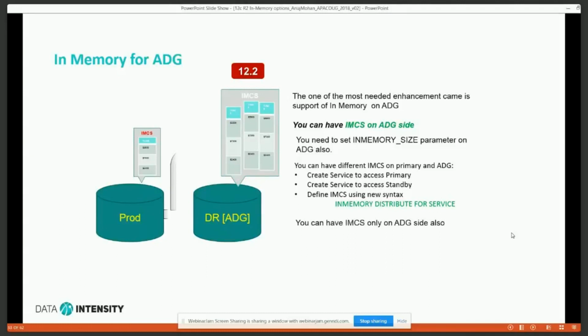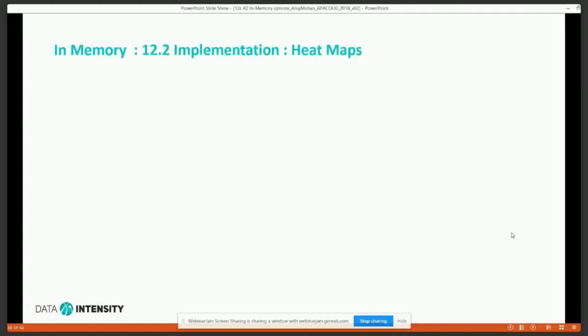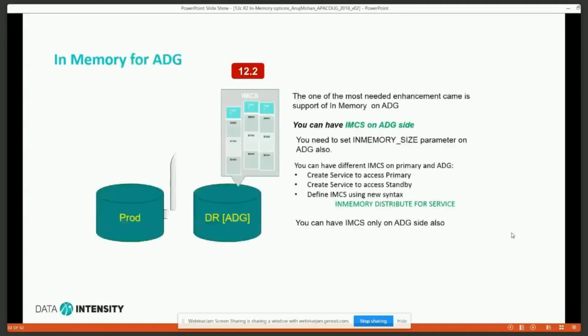And then you have an option to create in-memory column store on only the active data guard side. So if you do not want to overload your production and want to utilize this feature just on active data guard, then that is also an available option. So now you created in-memory column store on the active data guard side.